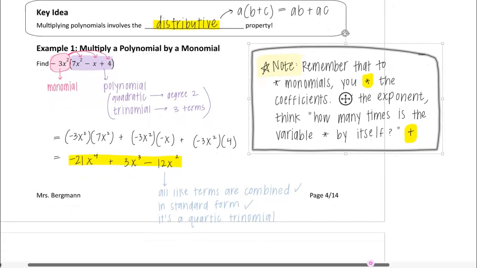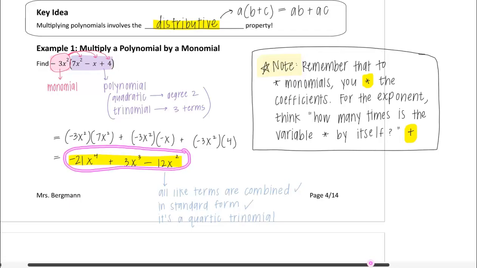Double check, you need to make sure that all like terms are combined. So remember, like terms have the same variable with the same power. None of these 3 terms have the same power. So we're good there. All the like terms are combined. Next, is it in standard form, meaning it's the highest power down to the lowest power? Yes, we're good here. And to review, our final answer here, since it's the power of 4 with 3 terms, would be called a quartic trinomial. So that's the power of 4, 3 terms.